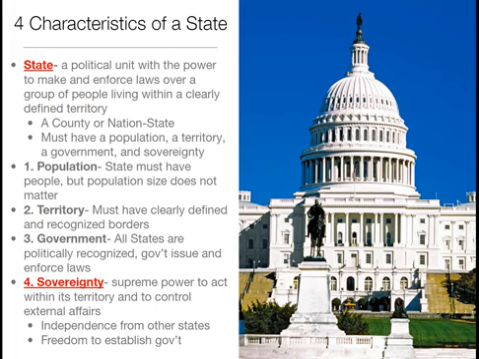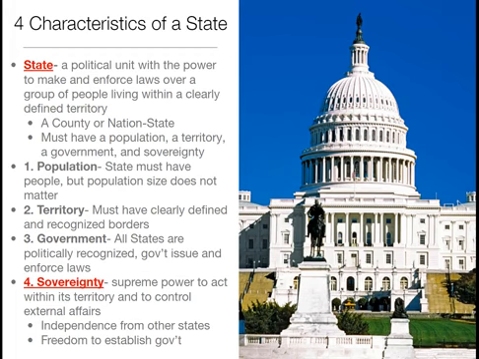In order for something to be a state, it has to have these 4 characteristics: a population, territory, government, and sovereignty. So first, population. A state must have people, but population size does not matter. 2, it must have territory. It must have clearly defined and recognized borders. 3, it has to have a government. So all states politically recognize, issue, and enforce laws.